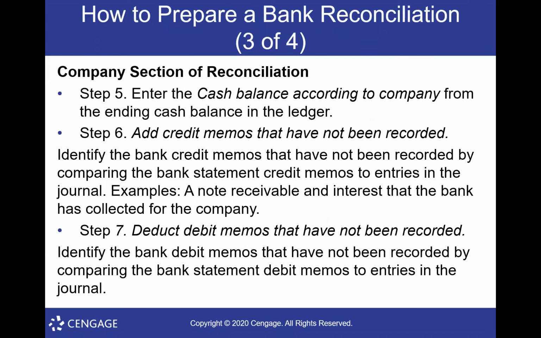Then in the company section, we start with the cash balance from our books. Honestly, you would just look at your trial balance and what it said for the cash account. That's your cash balance according to your records. Add credit memos that have not been recorded. Deduct debit memos that have not been recorded.